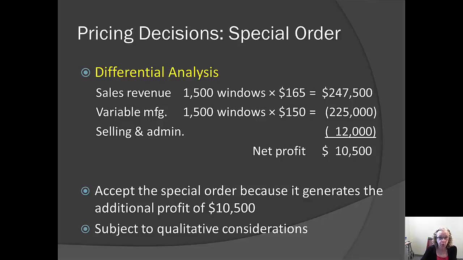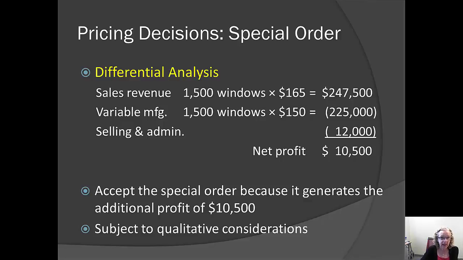Another possible qualitative consideration is variability in our orders. If we accept the special order and then a large order comes in from one of our regular customers, we might not be able to fill it. The point about qualitative considerations is not that they tell you the answer, but that they give you additional issues to consider before you make your decision.